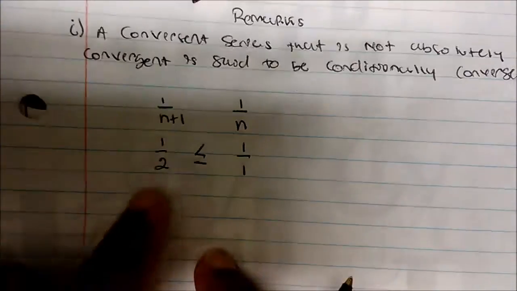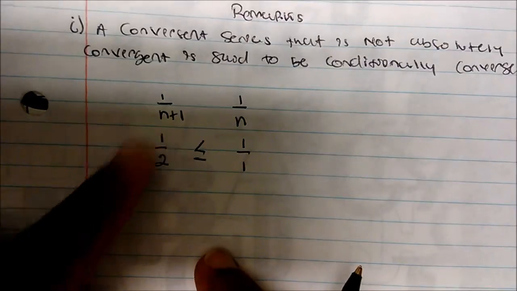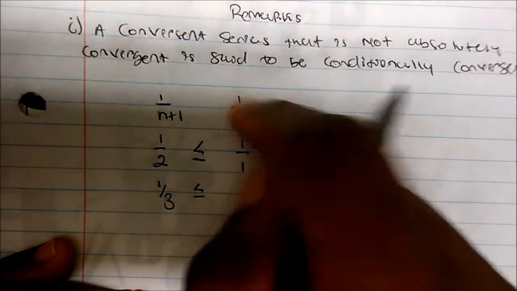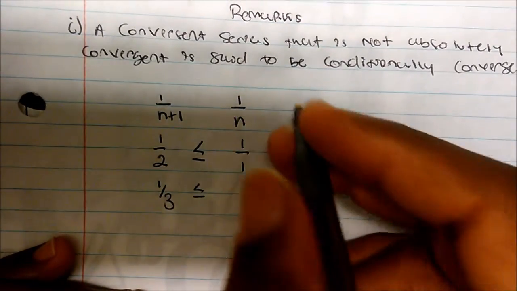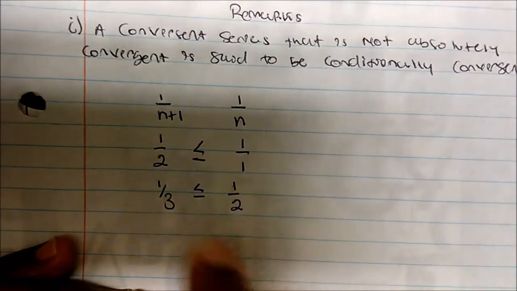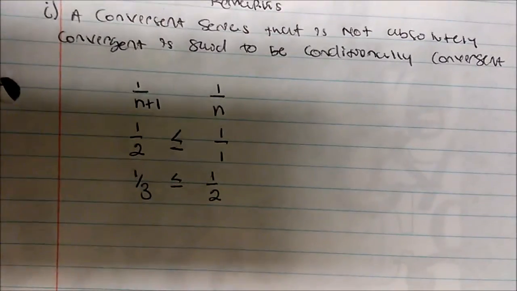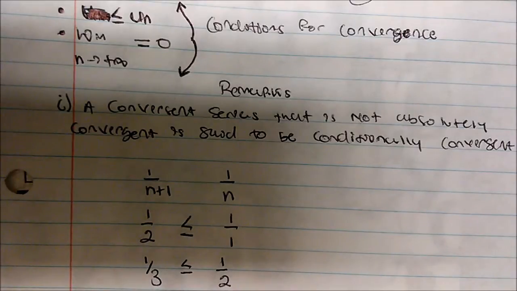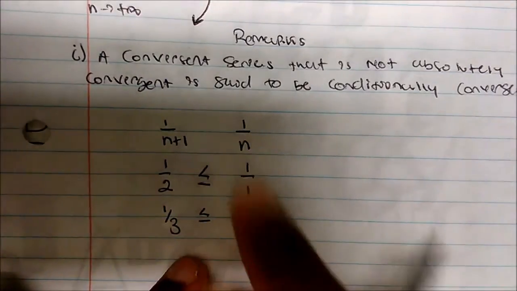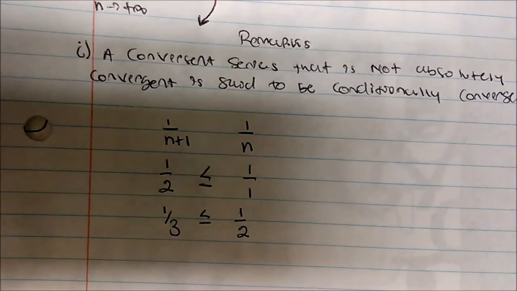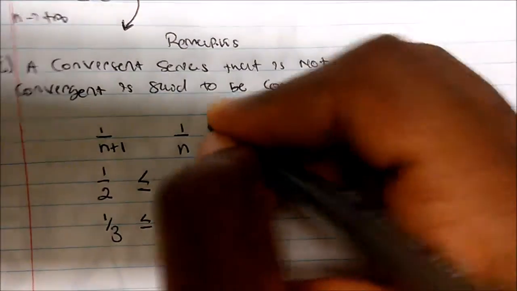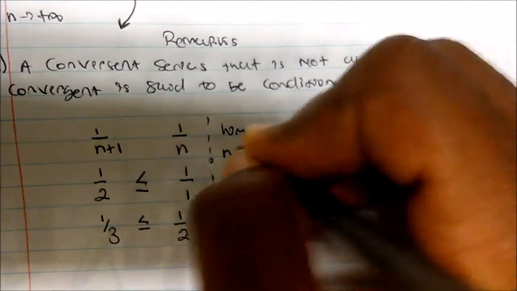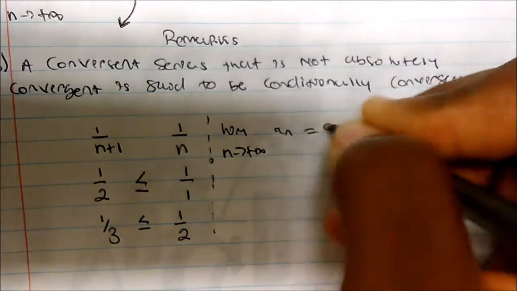Okay, and if I plug in 2 here, I get 1/3, which is less than, if I plug in 2 here, 1/2. Okay, again, 1/3 is always less than a half. So that's the idea behind u sub n plus 1 being less than or equal to u sub n. So that has to happen, which means that the series is actually decreasing, and the limit has to be equal to 0. Okay, so those are the two things that we have to meet. The limit as n approaches positive infinity of a sub n has to be equal to 0.